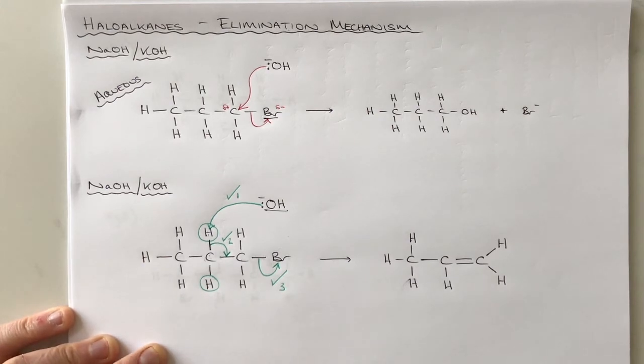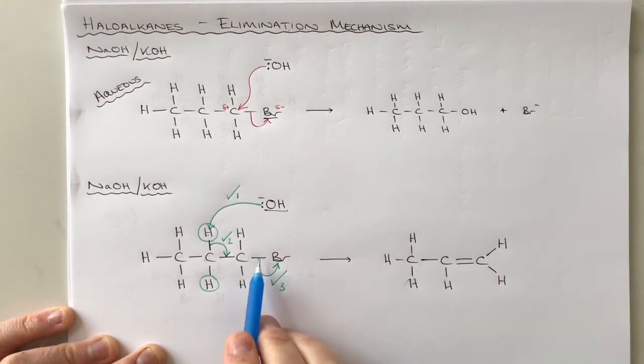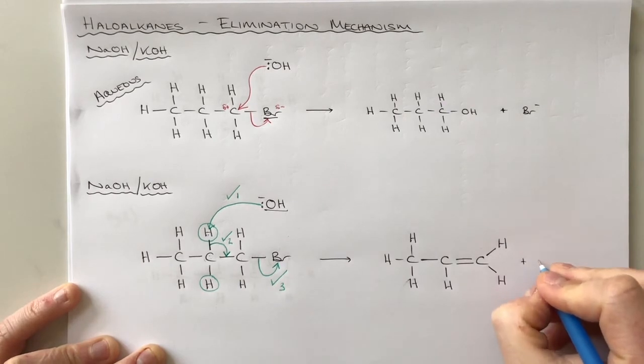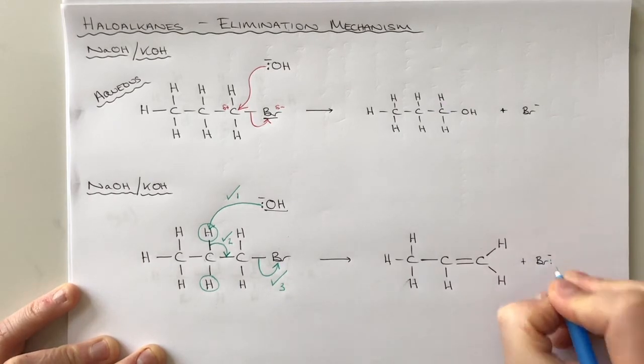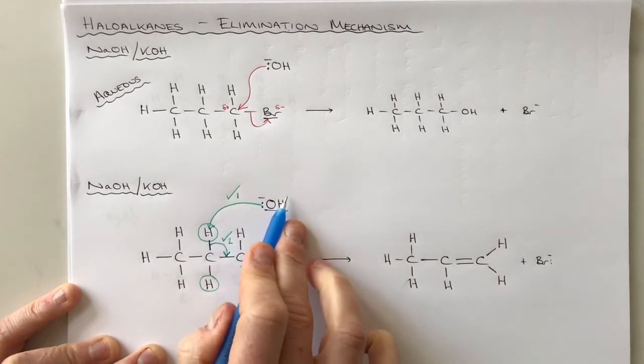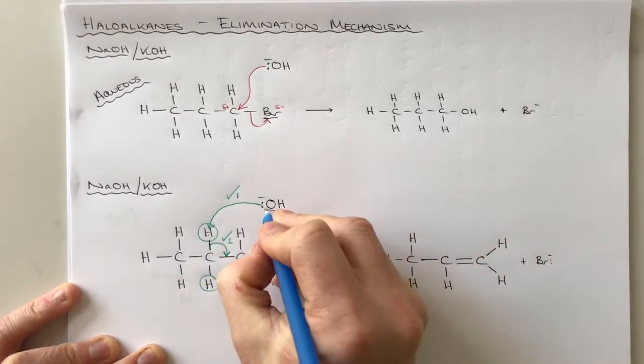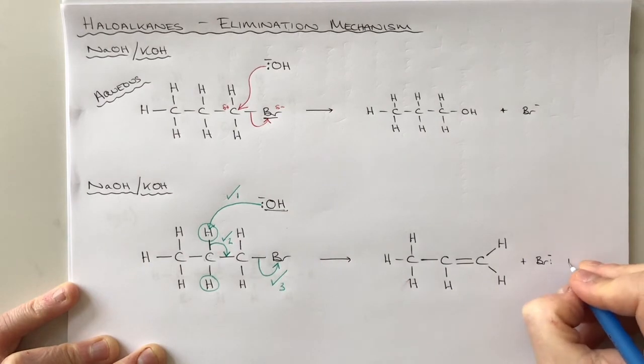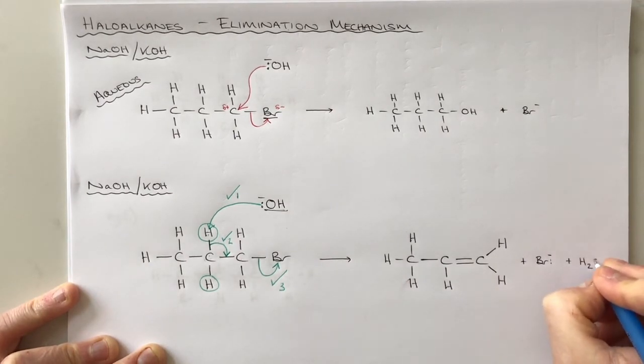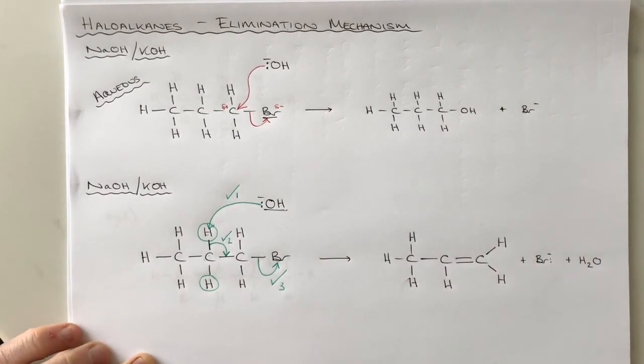And if we look at our byproducts, just like last time, a bromine has been kicked off. So we have a Br- floating around. But also, because our hydroxide ion took a hydrogen off of the molecule, the OH and the H combine together to make water. So water is our byproduct.